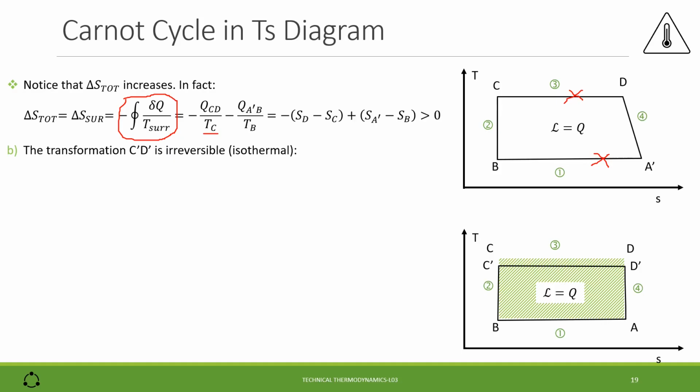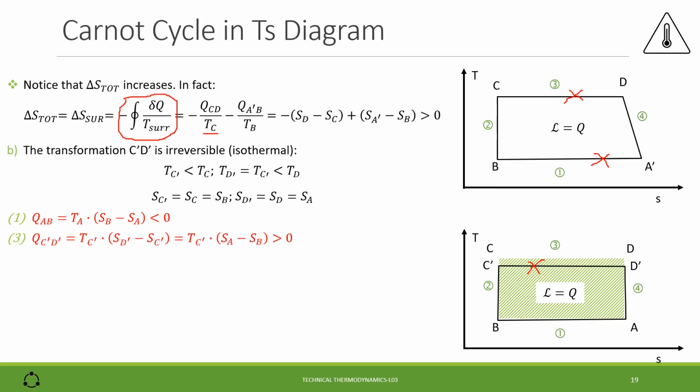Let's consider now another case, when the transformation C'D' is irreversible, isothermal transformation. The temperature in C' is less than in C, and the temperature in D' is less than in D, and thus the new temperatures are equal because the transformation is isothermal. The entropies do not change with respect to the reversible case. The heat over transformation AB has the same expression as already seen in the reversible case.